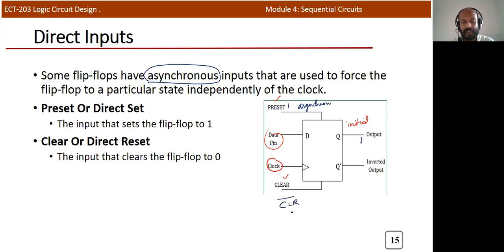Which means when you apply 0, the output will be 0. And the preset is also active low, so when you apply 0, the output will be 1. That kind of signals are also available. They are normally asynchronous, meaning it will not wait for the clock signal. There are synchronous preset and clear also available, but in most cases preset and clear signals are asynchronous in nature. They are also direct inputs.